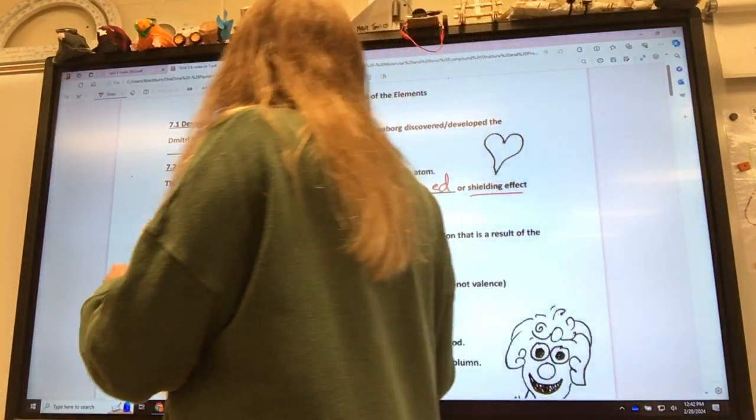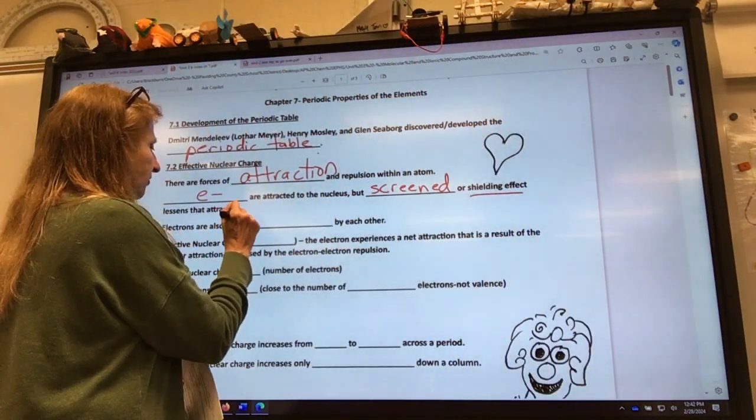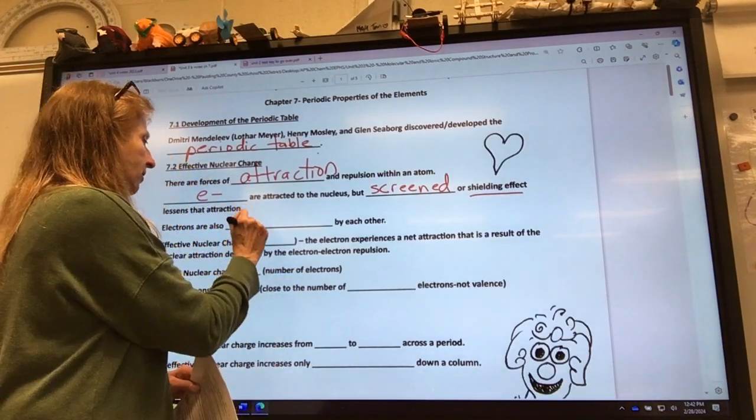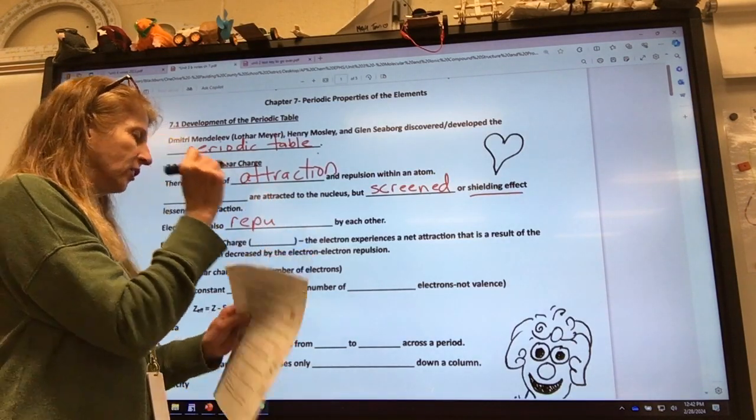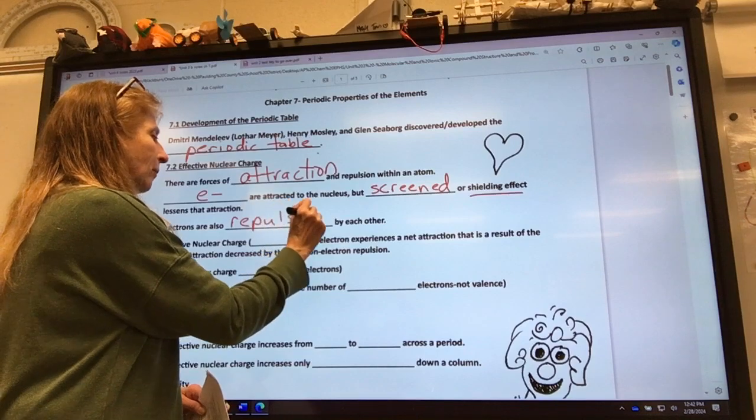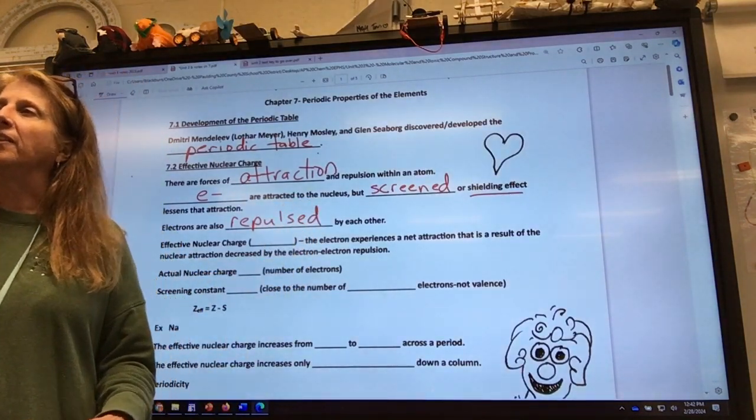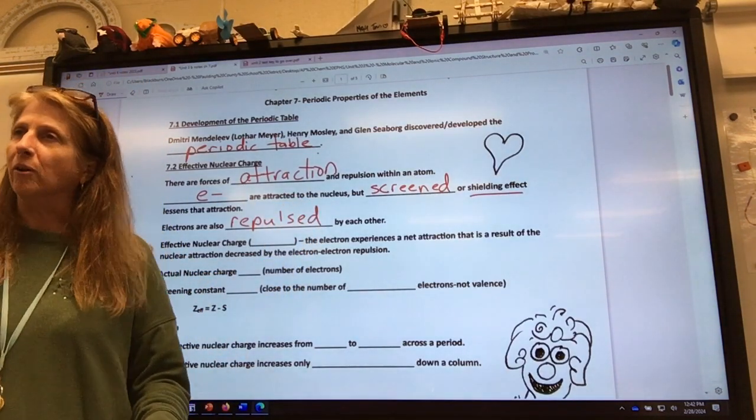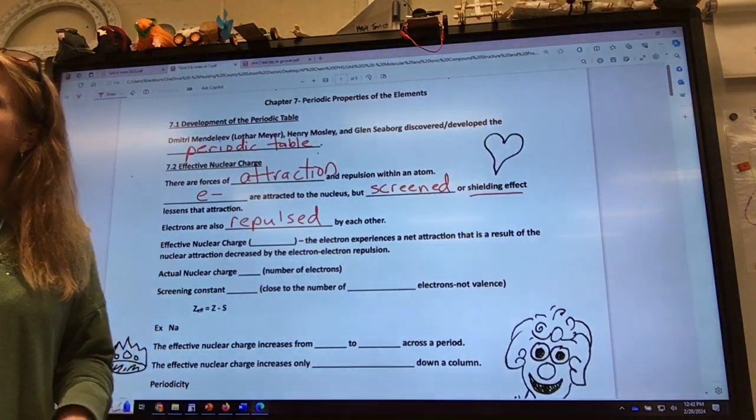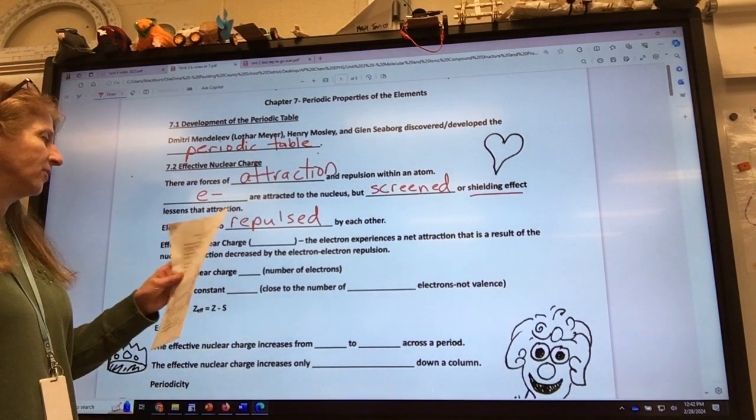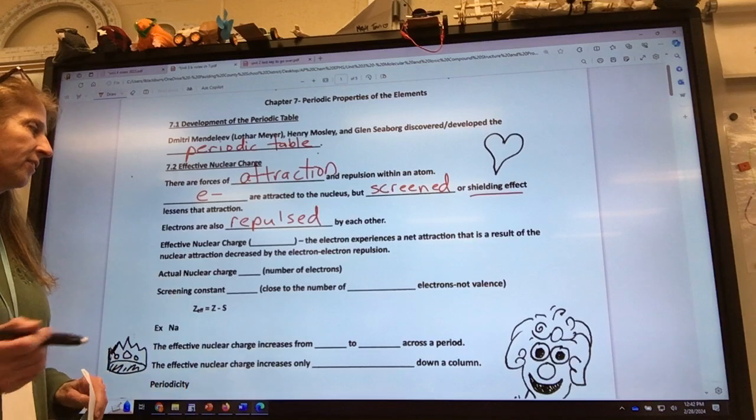Electrons are also repulsed by each other. So there's that energy going on too. I thought it was funny, your book used the word repulsed. I'm like, wow, that's getting strong. I wanted to have said that they are repelled. They said repulsed. It's got a little more emotion to it. I don't like you.